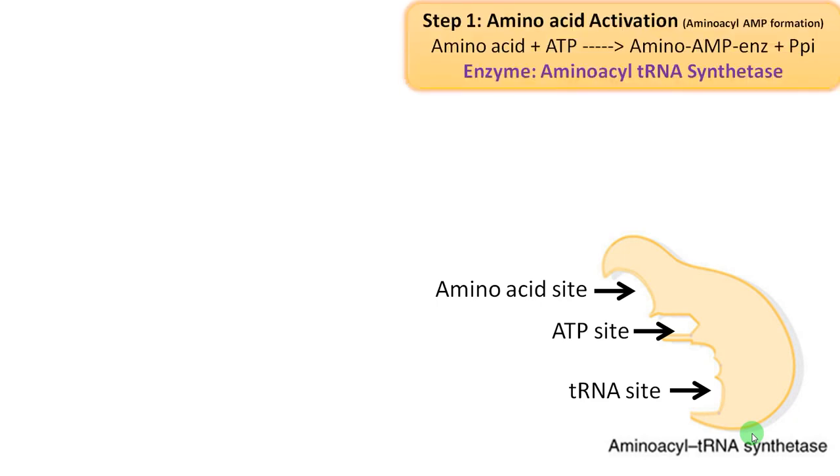So the first step is amino acid activation. Amino acid activation is simply the formation of aminoacyl AMP. Amino acid combines with ATP, forming aminoacyl AMP with the release of pyrophosphate. Let us see the reaction.